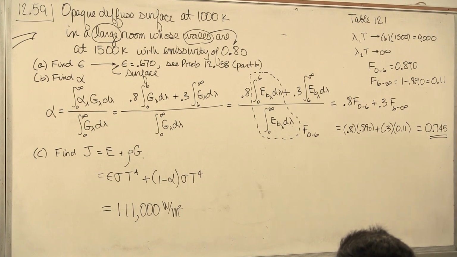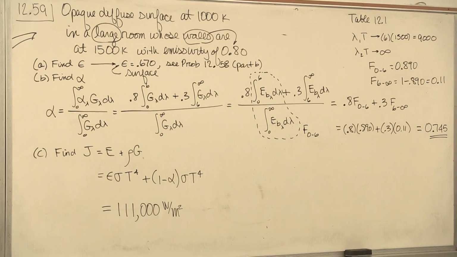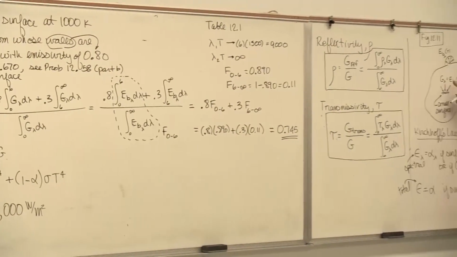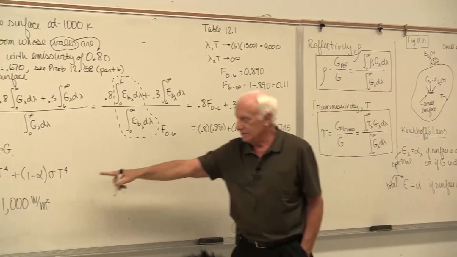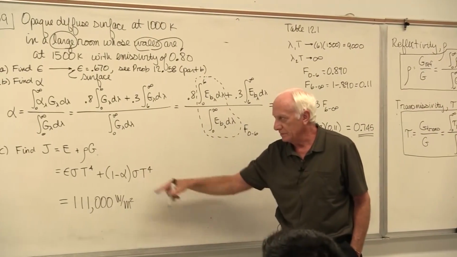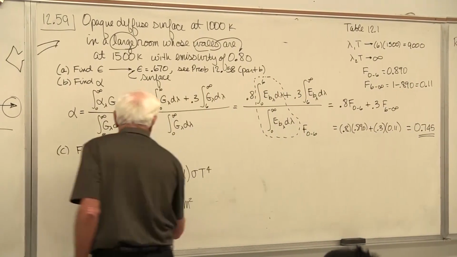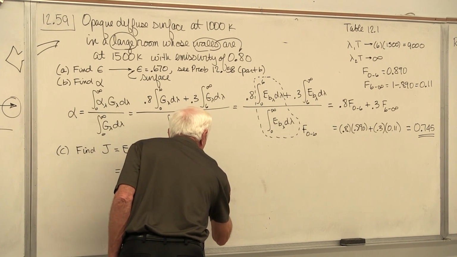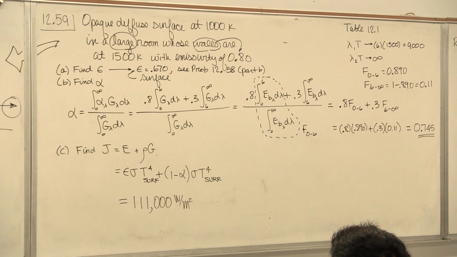Why did I replace G with sigma T to the fourth? Look at the picture again. For a small object in a large enclosure, G looks like it comes from a black body at the temperature of the walls. A black body, sigma T to the fourth. Well, but you better be careful. This is temperature of the surface, and this is temperature of the surroundings. Don't put the same temperature in for both, you'd be dead wrong. There's two different temperatures in this problem.